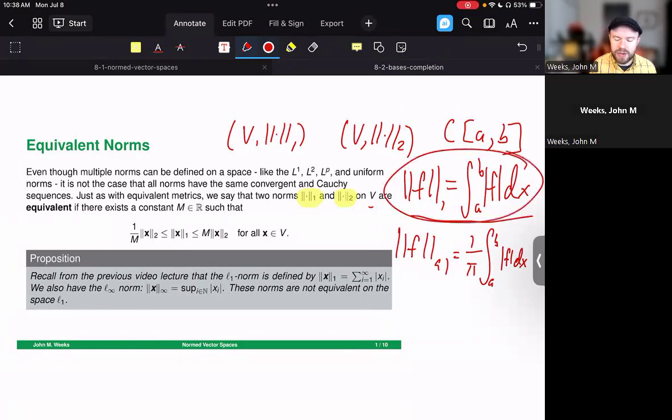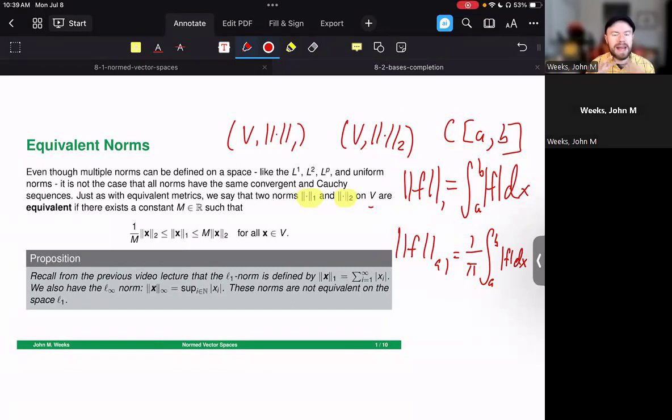Anytime that I measure a norm of an element here, it's going to be the same as measuring a norm of something inside of here. It's just that I'm going to be taking that distance and dividing it by pi. So the numerical value that I attribute to a function inside of this vector space is going to be different.